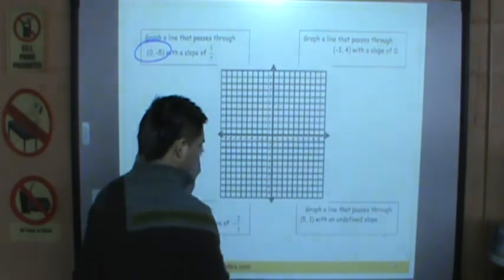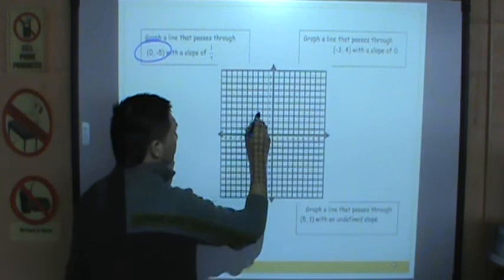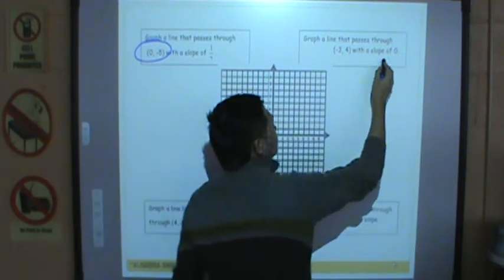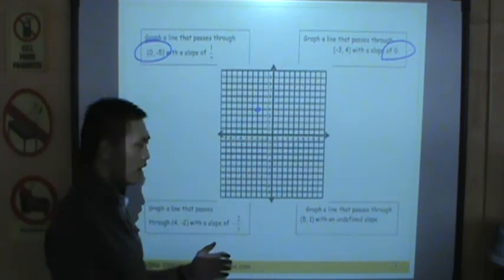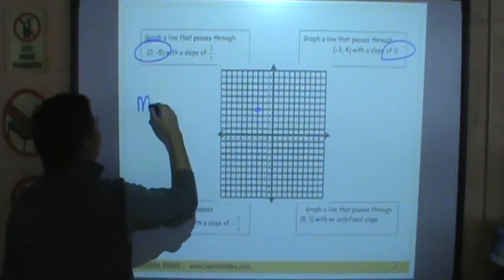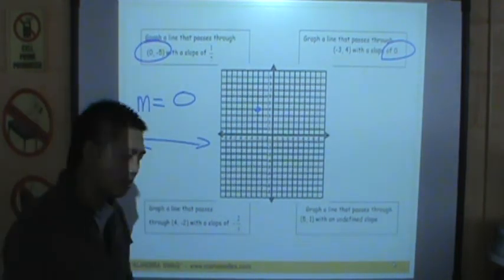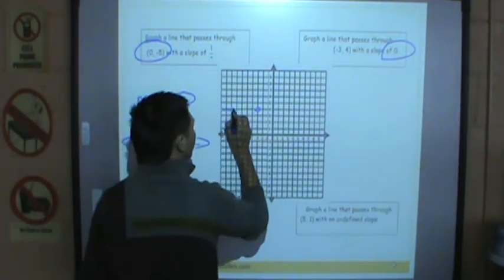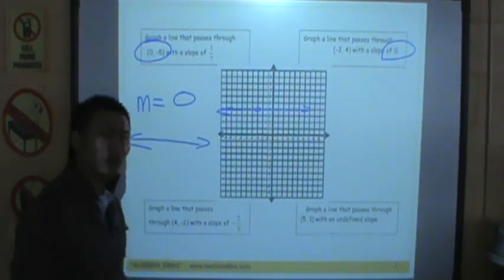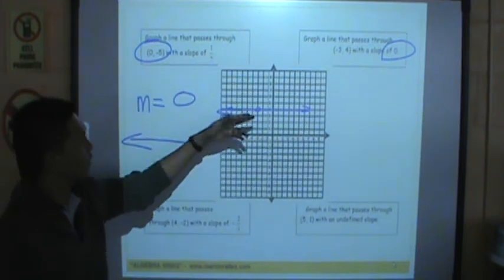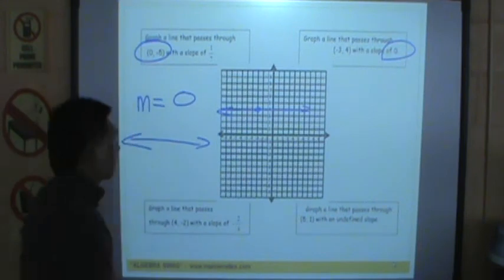We have a line that's passing negative 3, 4. Negative 3, 4 is there. But the slope is 0. Now we learned that if the slope is 0, the graph is going to be a horizontal line. So basically, you just have to draw a horizontal line that's passing that point. That's it. That's how easy it is.